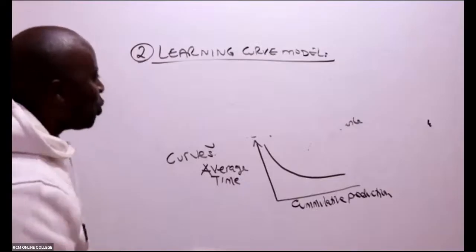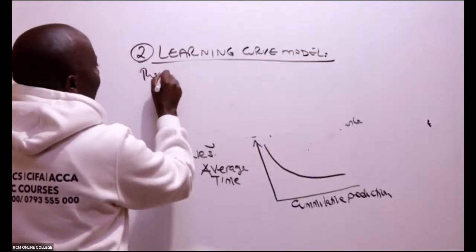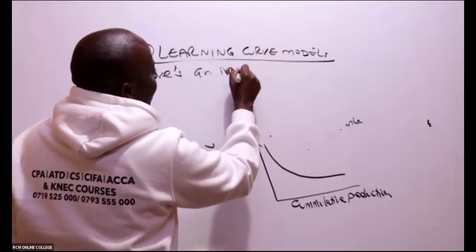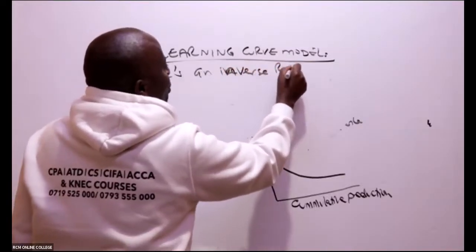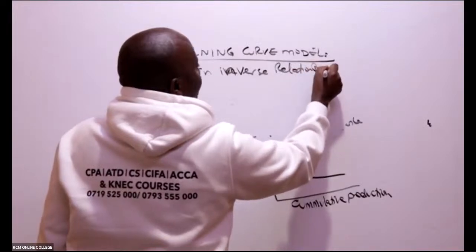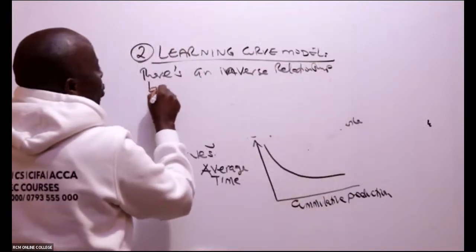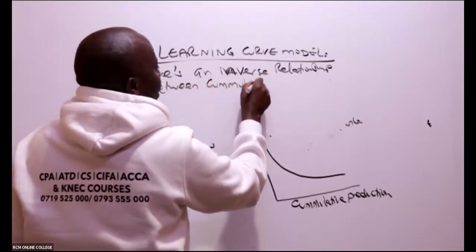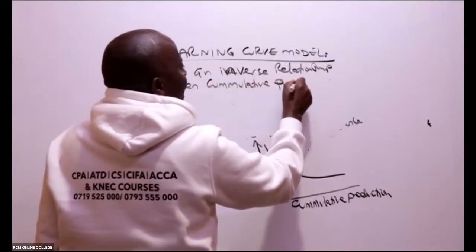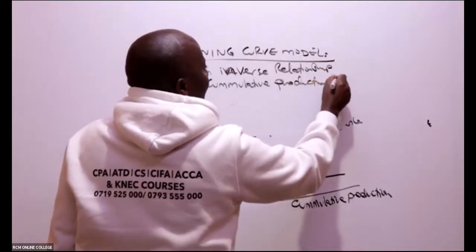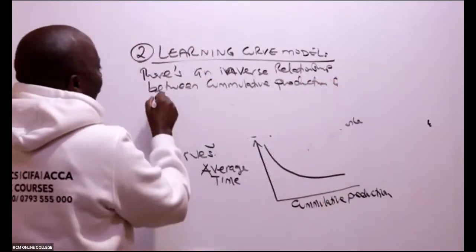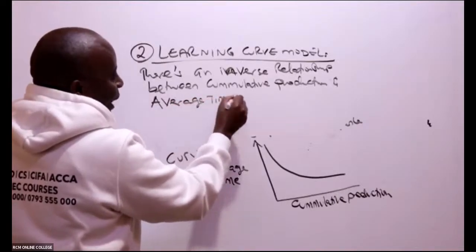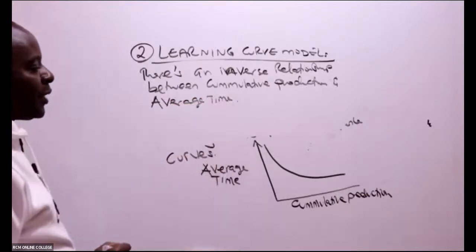So you can mention, ladies and gentlemen, that there is an inverse relationship between cumulative production and average time. So what does this mean?